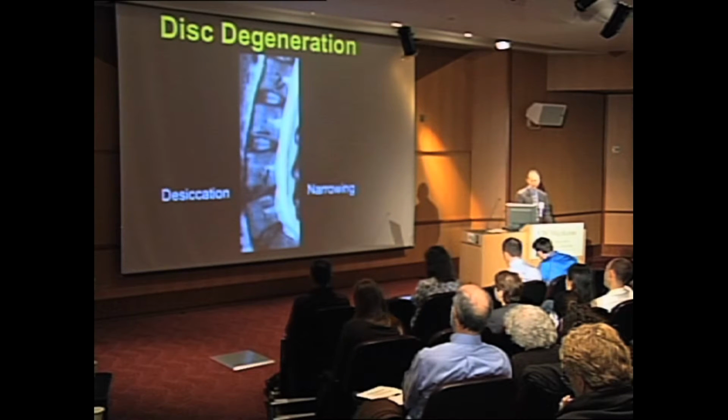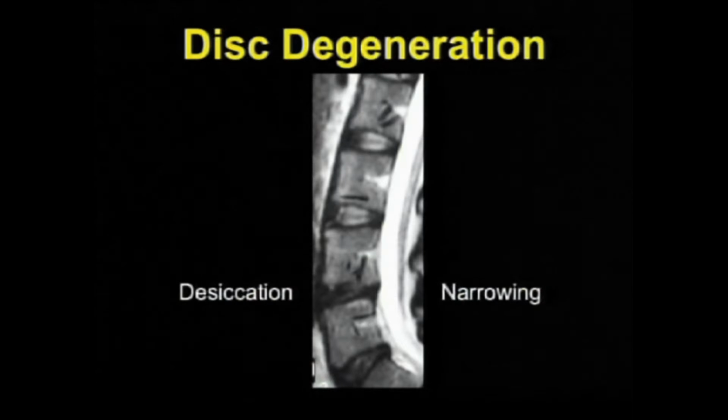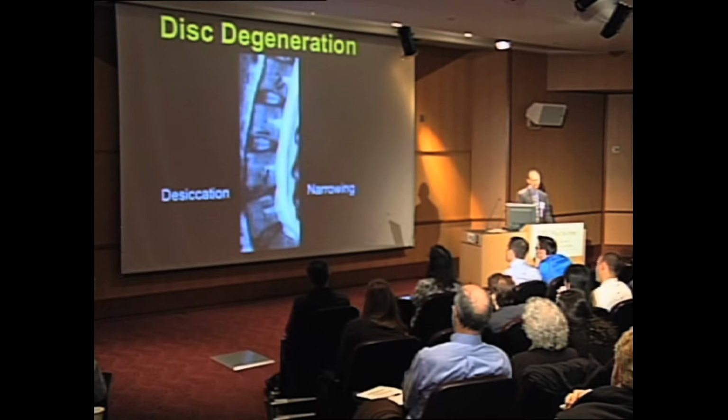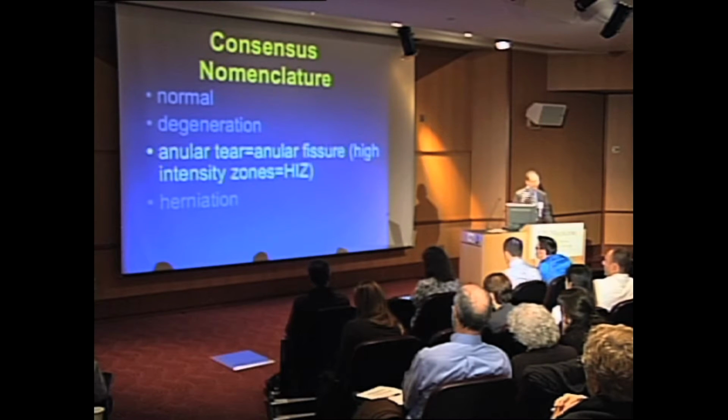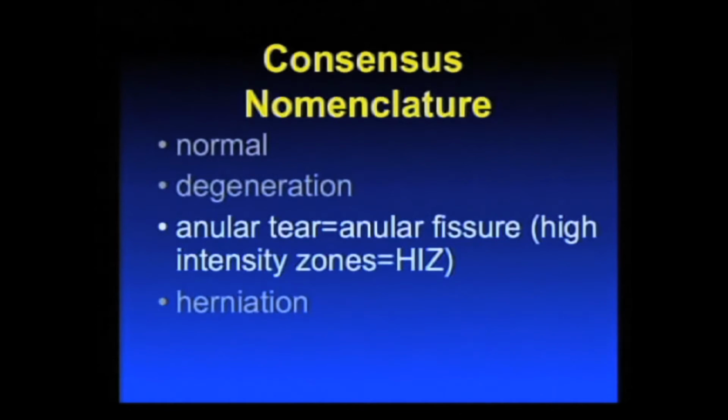So desiccation, again, in an asymptomatic patient. You can see at L4-5 and L5-S1, there's signal loss. At L4-5, there's a little bit of height loss, a little bit of retrolisthesis at this level. But the hallmarks of disc degeneration, again, are desiccation or signal loss, and disc space narrowing. Annular tears are another aspect of degenerative disc changes.